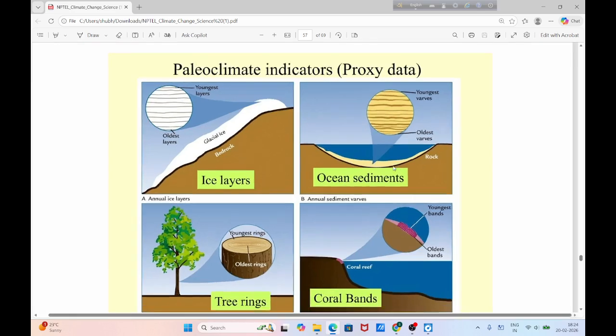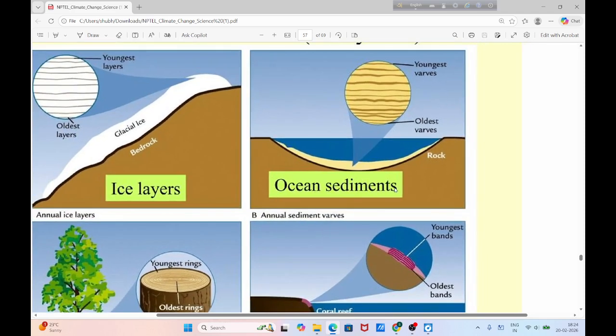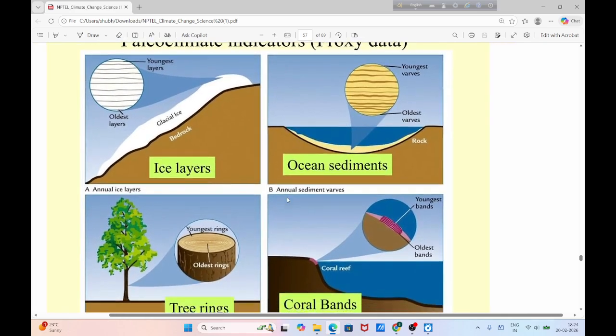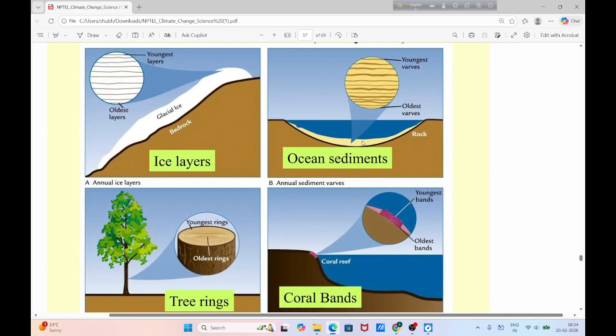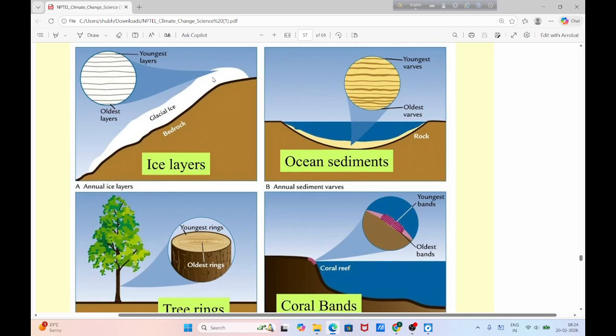Similar thing goes for ocean sediments. The bottom of the ocean is sediments, a layered structure that deposits over time. Similarly, the oldest layers will be at the bottom, and the younger layers will be at the top. They are called varves. Ocean sediments would provide a much larger time scale compared to the ice layers, because they are mostly undisturbed in the deep ocean.